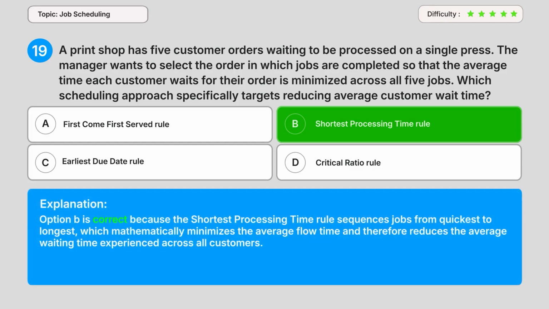Explanation. Option B is correct because the shortest processing time rule sequences jobs from quickest to longest, which mathematically minimizes the average flow time and therefore reduces the average waiting time experienced across all customers.